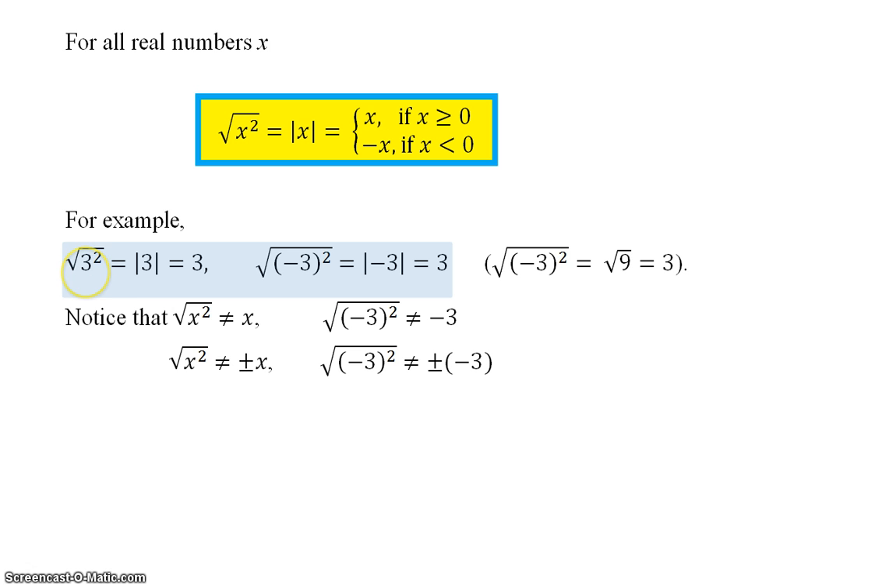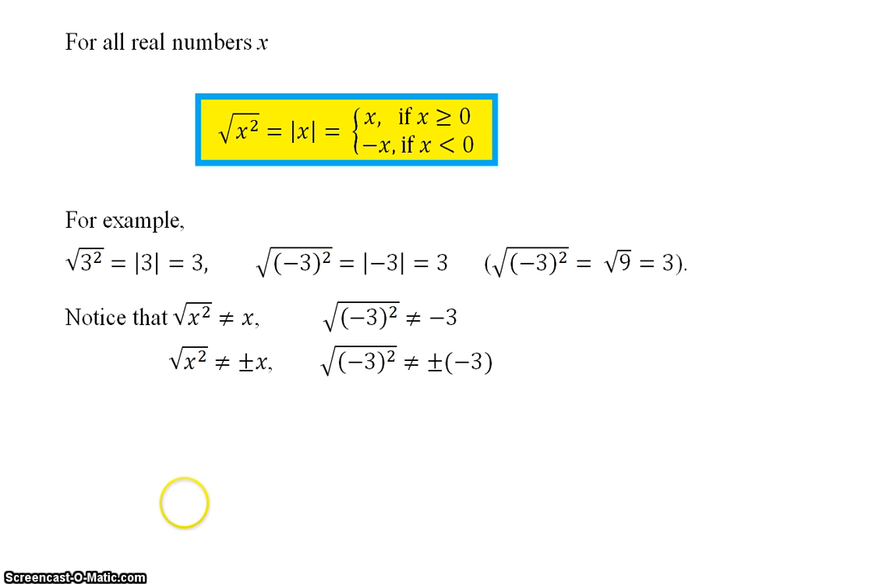For example, square root of 3 squared equals absolute value of 3, which is 3. Square root of negative 3 squared equals absolute value of negative 3, and again this is 3. Please pay attention. Square root of negative 3 squared is not negative 3, it is positive 3. Look here. Square root of negative 3 squared. Negative 3 squared is 9, therefore it is square root of 9, and square root of 9 is plus 3.